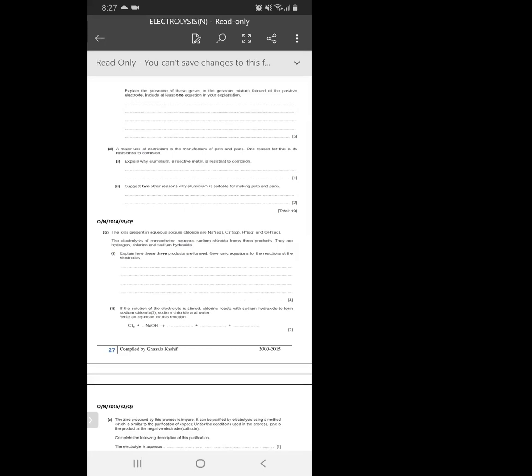Okay, explain how these three products are formed. Give ionic equations for the reactions at the electrodes. I think you guys have done this, but let me do it again. I need a paper. Okay.